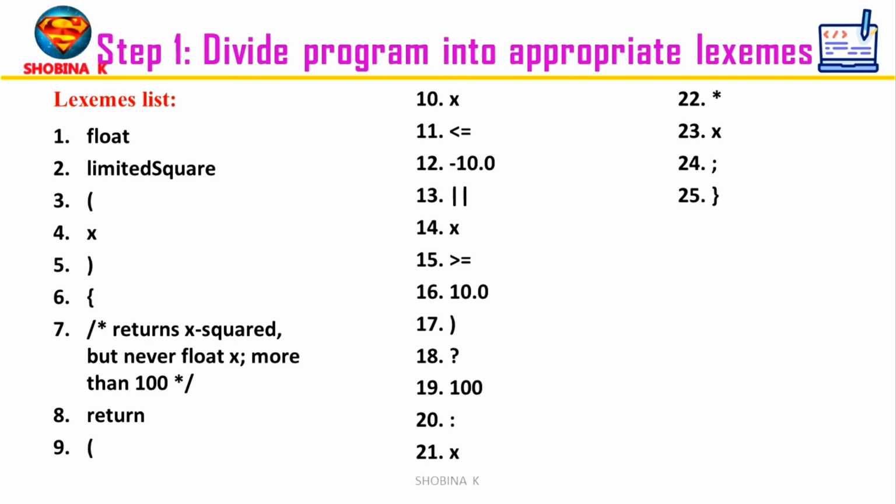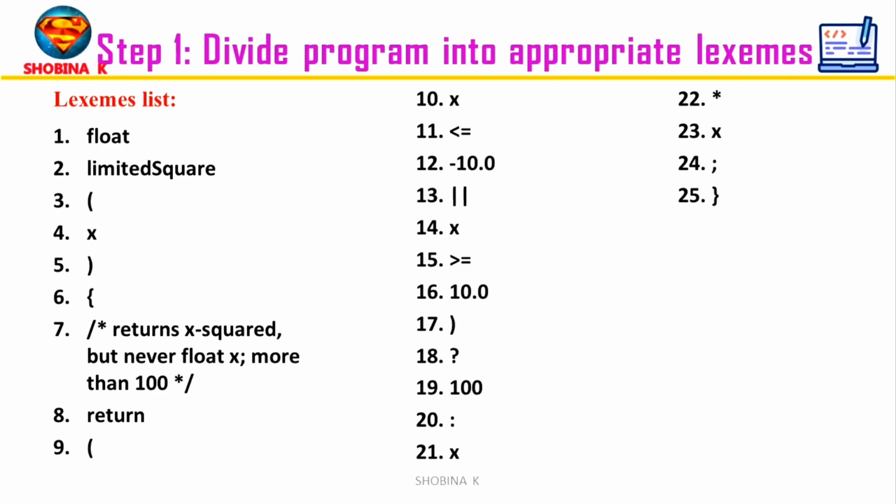The program can be divided into the following lexemes: float, return are keywords; x and limited square are identifiers; minus 10.01, 10.0 and 100 are constants; less than or equal to, greater than or equal to, logical or, question mark, colon, multiplication operator, and these are operators. Open parenthesis, close parenthesis, open curly brace, close curly brace and semicolon, these are separators or punctuation.